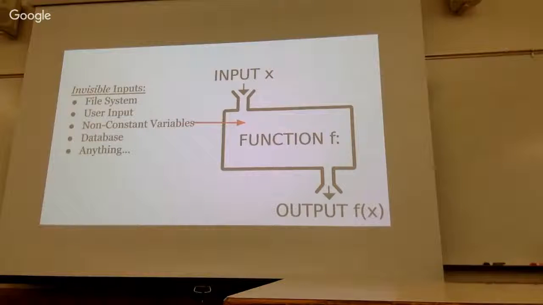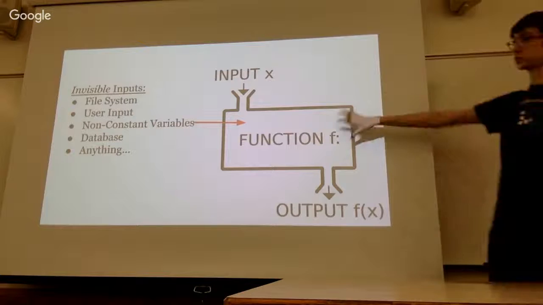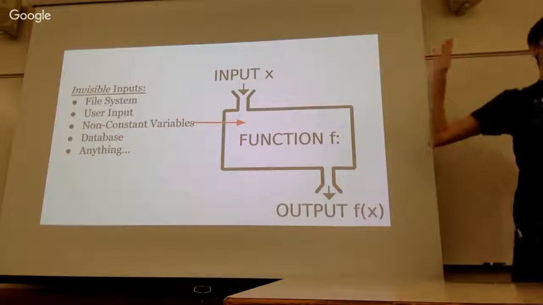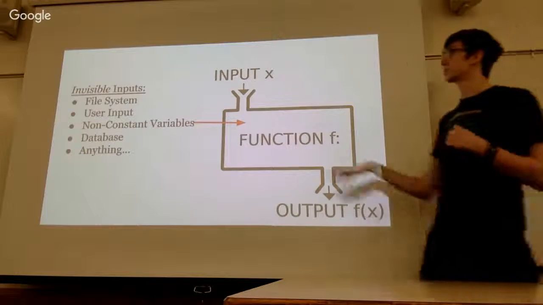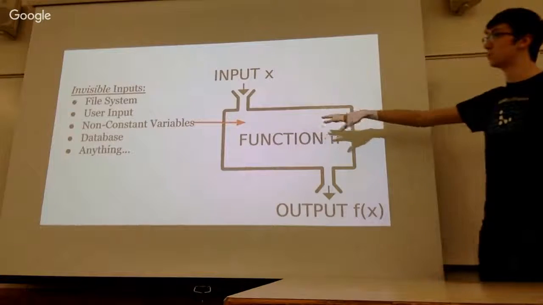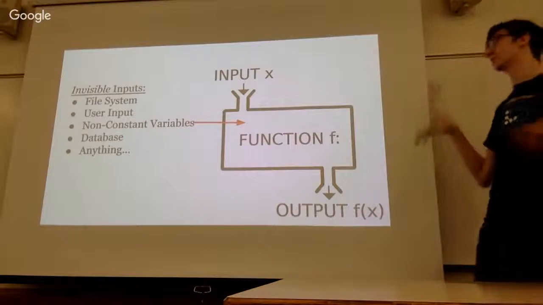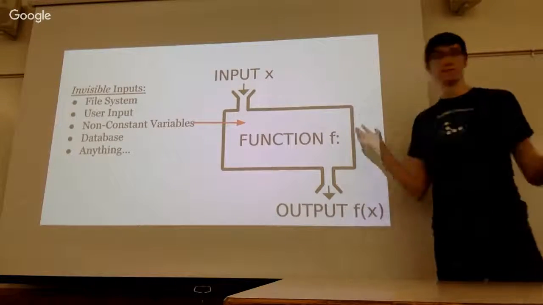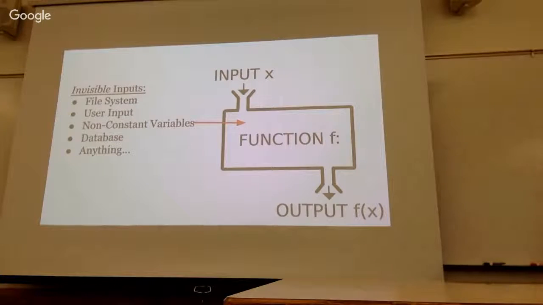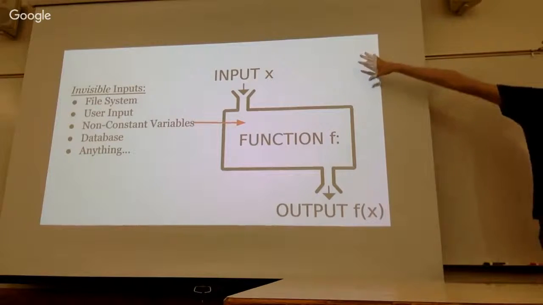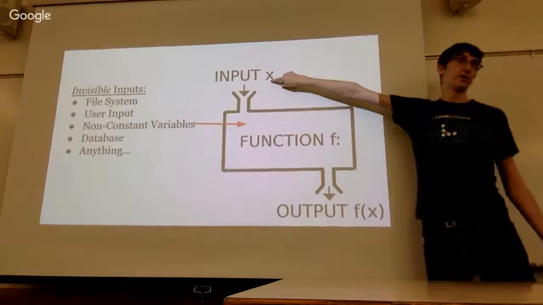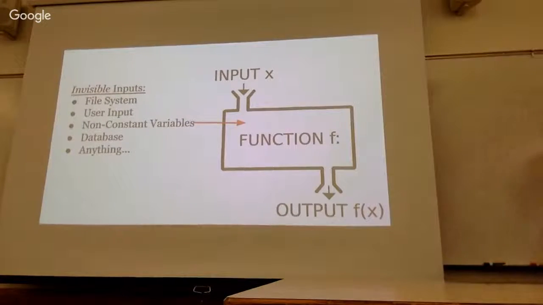There's also a lot of invisible inputs. These are where somehow the function gets information from somewhere else that isn't the arguments. So these are like the file system, user input, non-constant variables, database calls, you name it. These are all things that this function got from somewhere that wasn't right here. Does that make sense so far?